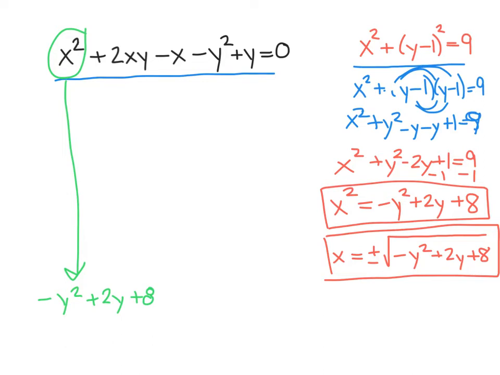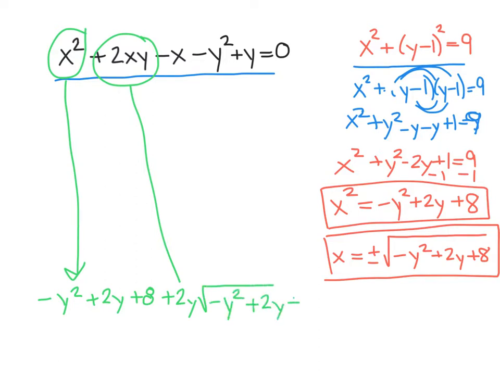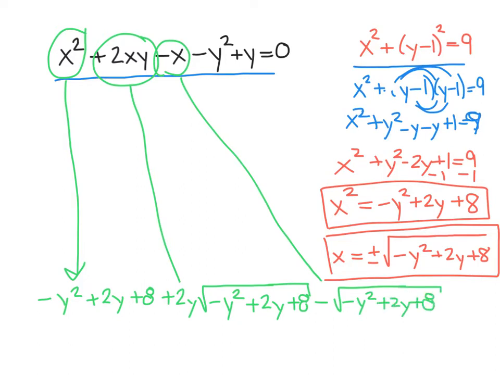And then I have a plus 2xy. So I'm going to put the plus 2y down, and I'm going to multiply it by x, which is the square root of negative y squared plus 2y plus 8. Then I have my minus x. So I'm going to write that as minus the square root of negative y squared plus 2y plus 8. And then I have my minus y squared and my plus y, and that's all equal to 0. Okay, I'm going to scoot us down a little bit.